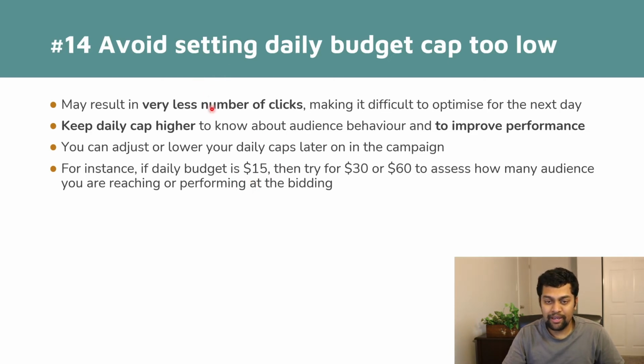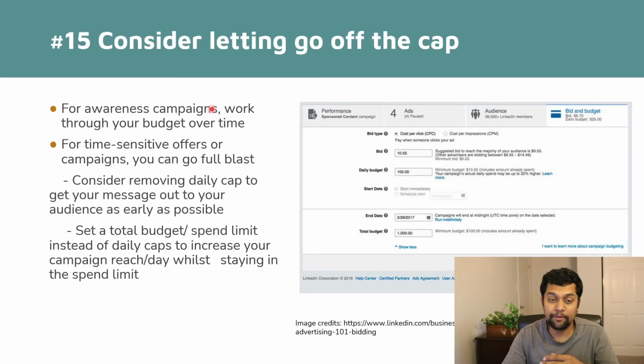So really, again, make sure that you set enough budget, not just in terms of bidding, but also in terms of your daily budget cap. And consider letting go of the cap. For an awareness campaign, the main goal is that you want to reach the maximum audience. So just make sure that you are exhausting the reach. And if it's a time-sensitive campaign, you just have to go full blast. Consider removing the daily cap so that you can get the message out to your audience in as short a time as possible and as early as possible.